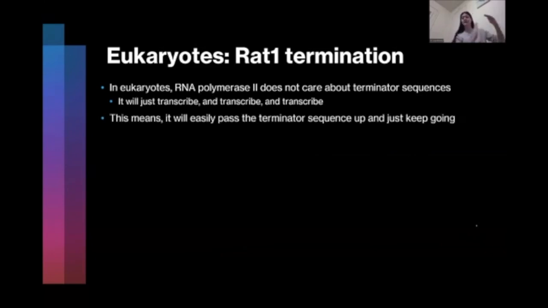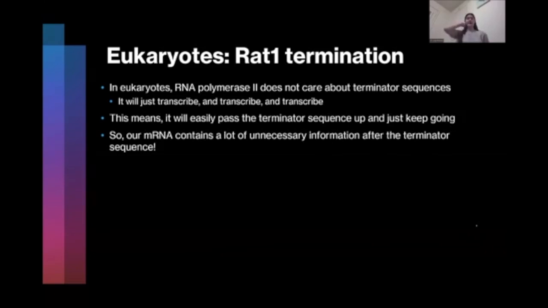So this means if our termination sequence is right here, and here's our RNA polymerase, it just keeps going. It does not care. And if it just keeps going, it's still making a lot of mRNA that has a bunch of unnecessary information that we don't care about. We don't want the rest of this mRNA that's after the termination sequence. RNA polymerase doesn't care about that. So we need some other things that are going to help us out.